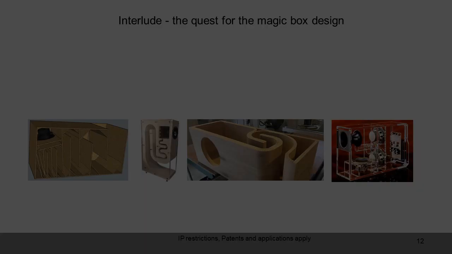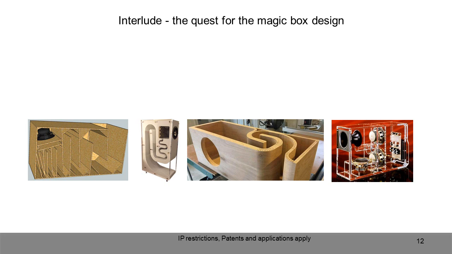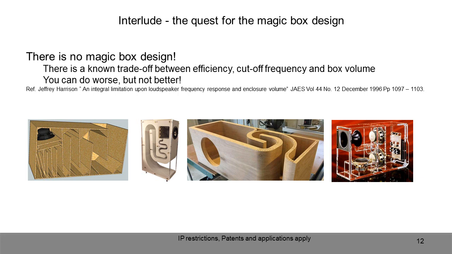We were talking about the magic box design. We wanted to find the magic box design. Here's a few examples that I've produced. Each one of those is following a quest for the ideal box. The sad thing is that there is no magic box design. And there's a very important, although totally unrecognized paper published in AES in 1996, which proves that it doesn't matter what shape the box is, it's going to have a certain efficiency bandwidth. Very important paper. Very bad news for the box designers, and very bad news for chipboard sales.